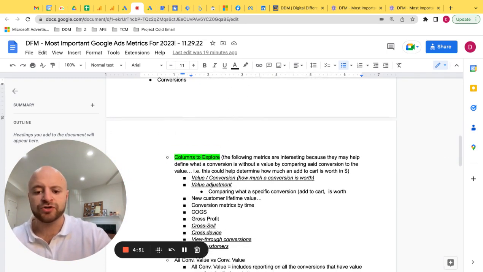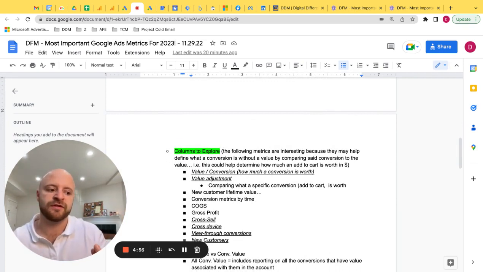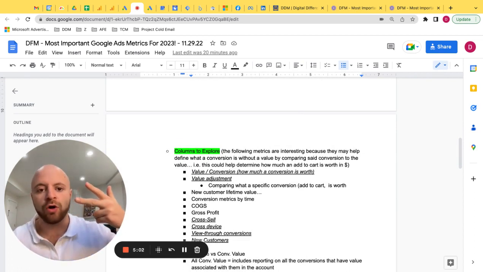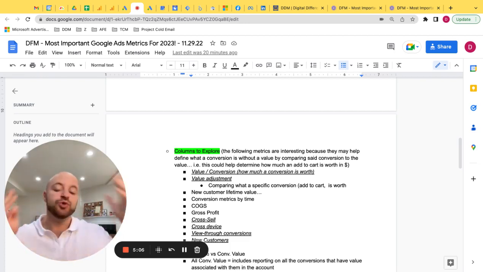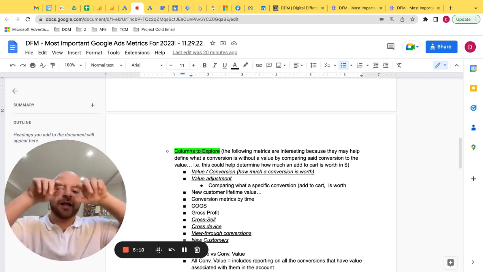All right, conversions. This is where the meat is. Why? Because conversions are the thing that matter the most. Revenue, generating leads, phone calls, add to carts. That's all the bottom funnel stuff. Why we do all this stuff. That's where we have to start, and then we follow it up from there.